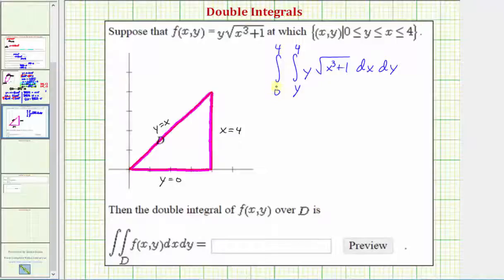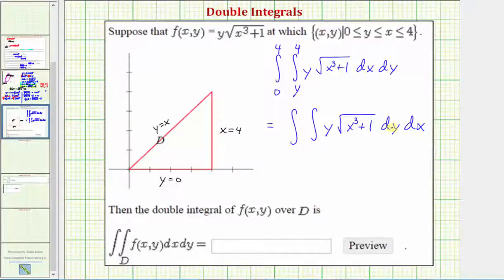If we leave the order of integration in this form, notice how we need to integrate with respect to x first, treating y as a constant, but it's going to be quite challenging to find the antiderivative with respect to x because we have the square root of the quantity x cubed plus 1. So for this example, let's go ahead and change the order of integration. So the integrand function is going to stay the same, but let's integrate with respect to y first, and then x.